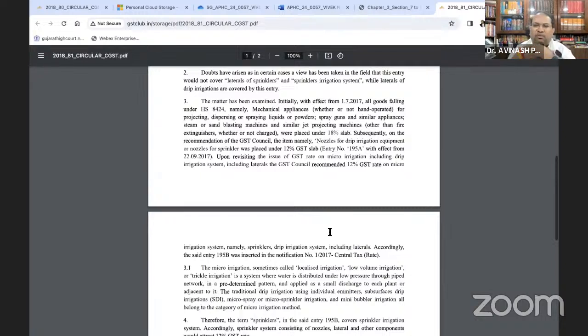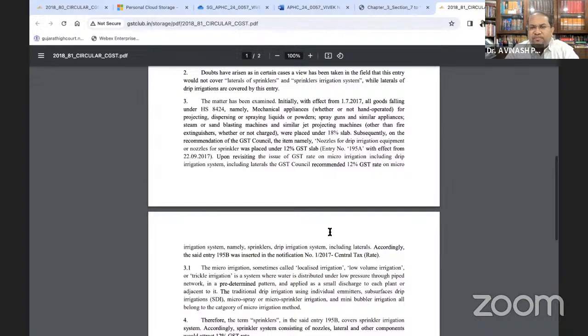Subsequently, on the recommendation of the GST Council, the item, namely nozzles for drip irrigation equipment or nozzles for sprinkler, was placed under 12% GST slab rate. And the entry number was 195 capital A with effect from 22nd of September 2017. Upon revisiting the issue of GST rate on micro irrigation, including drip irrigation system, including laterals, the GST Council recommended 12% GST rate on micro irrigation system, namely sprinklers, drip irrigation system, including laterals. Accordingly, the said entry 195B was inserted in notification number 1 of 2017.